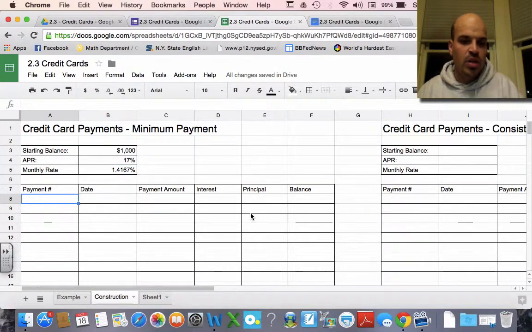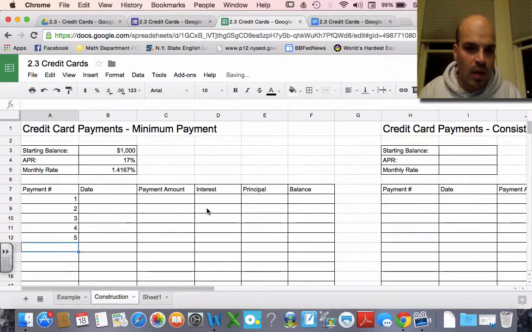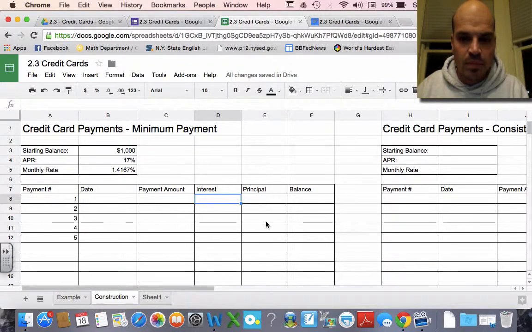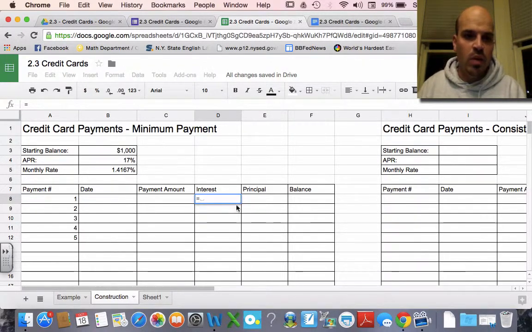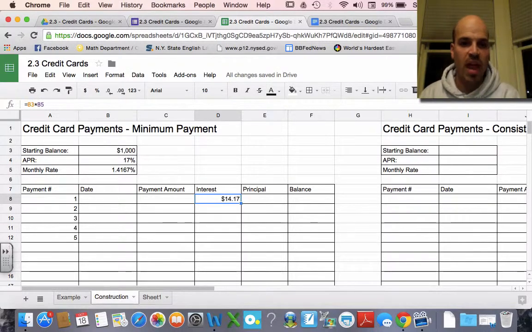Okay, so I have some payments: payment 1, payment 2, payment 3, payment 4, payment 5, etc. Now, what I'm going to do is calculate the interest first. My interest here equals $1,000 times 1.4167%, because credit card bills get paid monthly, so we're going to use the monthly rate. The interest we owe the bank in the first month is $14.17.